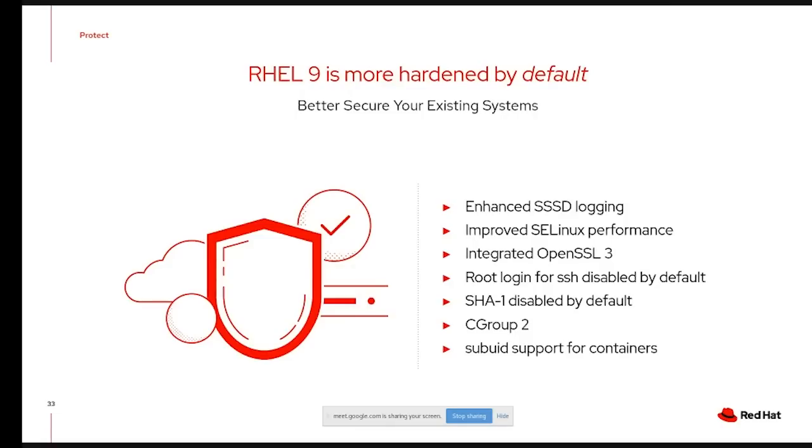We're also disabling some of the older encryption algorithms that have gotten a little too long in the tooth, that have been exposed in some ways. Already mentioned cgroup v2, providing us a better and more consistent security profile for the containers running on our system.